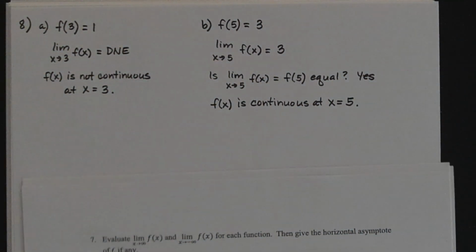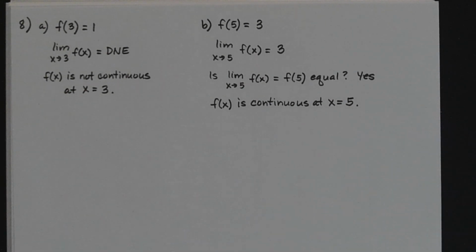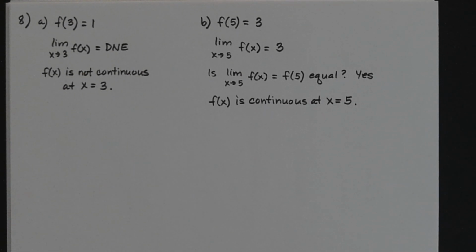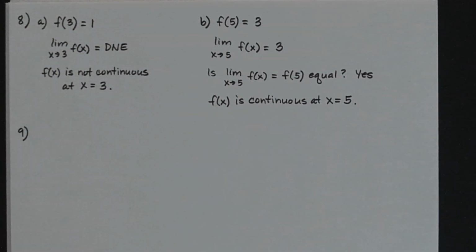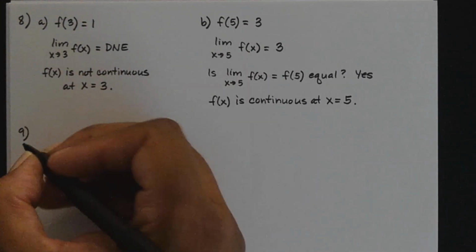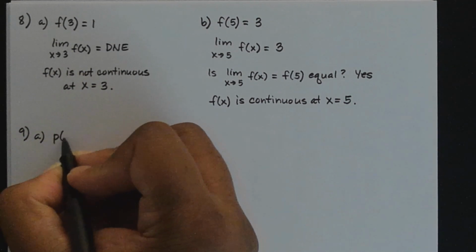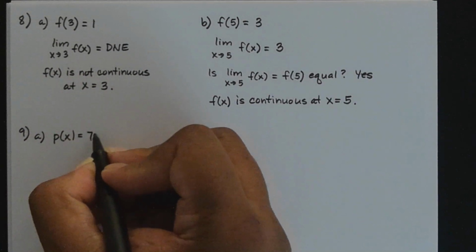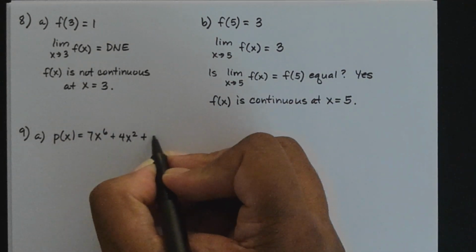Okay. So that's what we mean by that continuity checklist or continuity test. All right. Are there any questions about problem number 8? All right, problem number 9 is determine the intervals in which each function is continuous. All right, so in part A, we got p of x is equal to 7x to the 6 plus 4x squared plus 9.